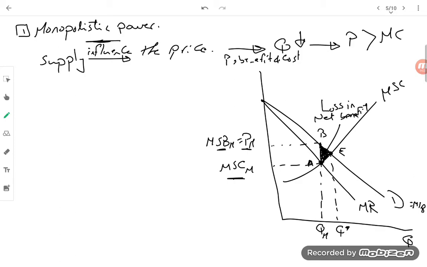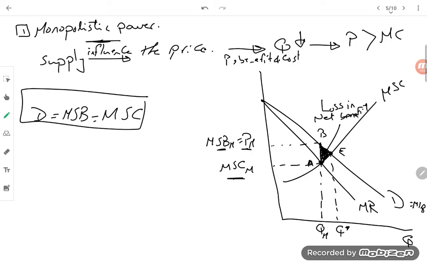Okay, once again, if you are in a competitive market, equilibrium will be achieved when demand equals marginal social benefit equals marginal social cost. But actually we are in a monopolistic power. So in this case, the supply side will affect the price of the commodity and decrease the quantity supplied and the quantity sold in the market, so that the price would be greater than marginal social cost.